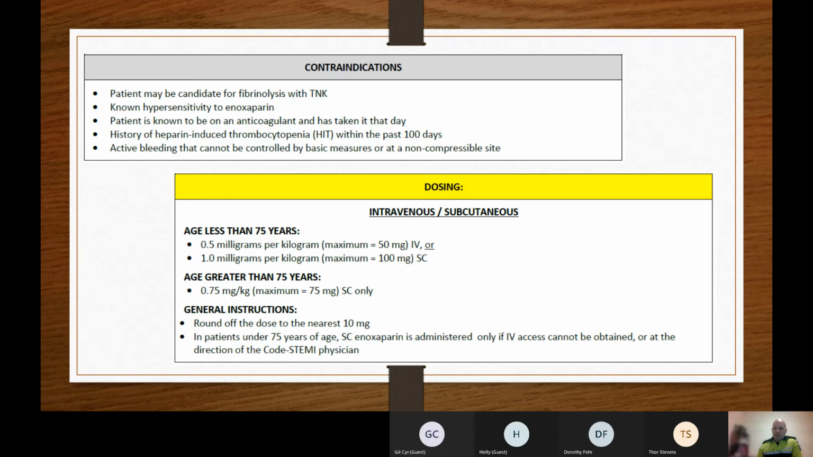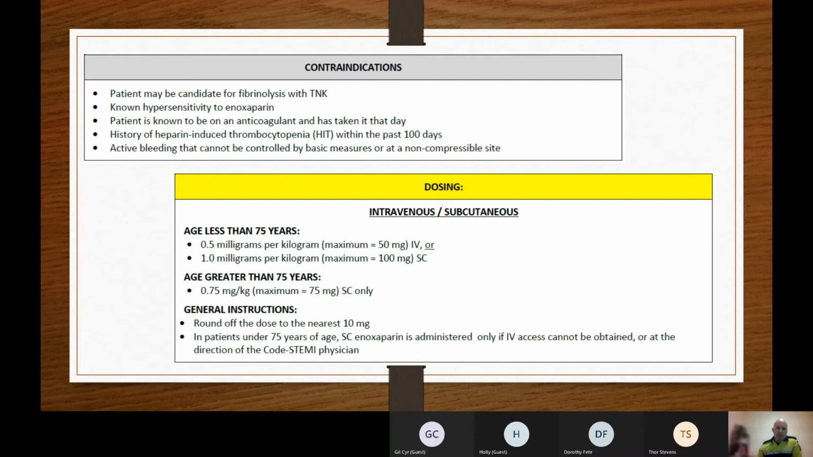So if they're on their daily aspirin and you gave them more aspirin, the physician may want to hold off, because based on patient presentation, it can increase chances of bleeding. History of heparin-induced thrombocytopenia in the past 100 days: heparin actually creates clots. It does the reverse of what you want it to do. So if heparin is going to make more clots, we don't want to give that to our patient. And if they're bleeding out, we don't want to give anything that's going to make their bleeding worse.